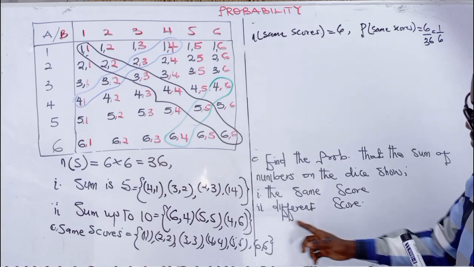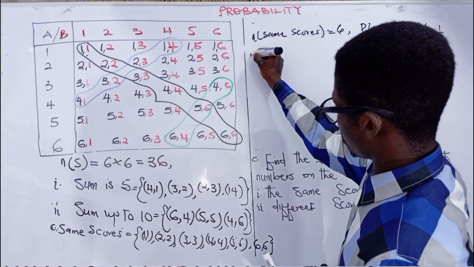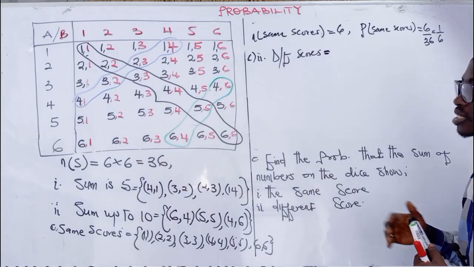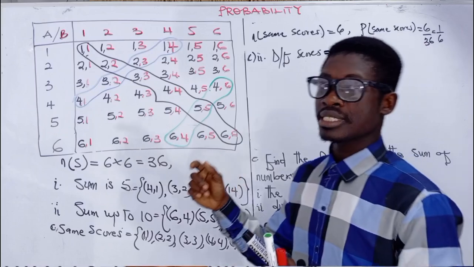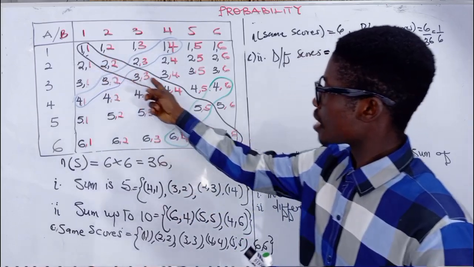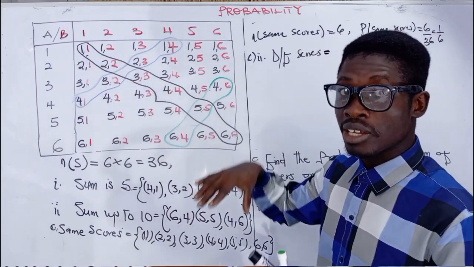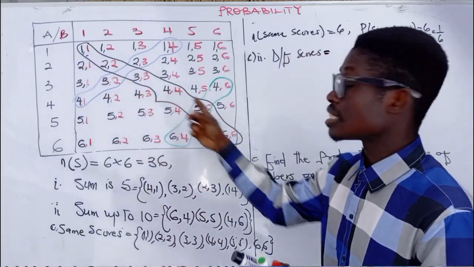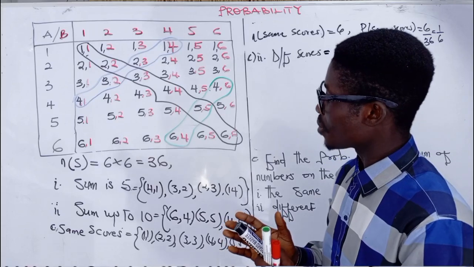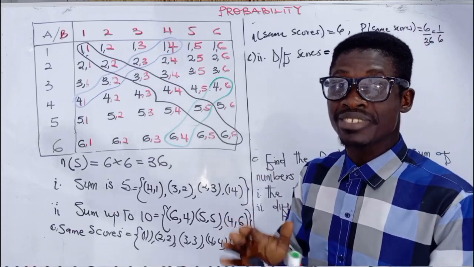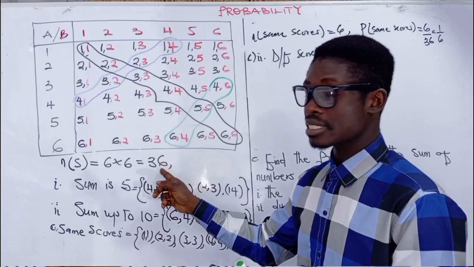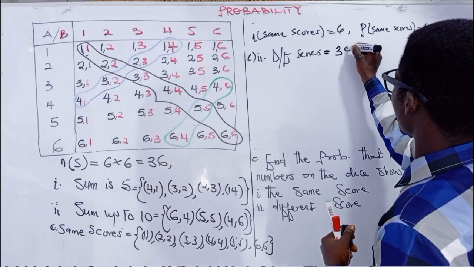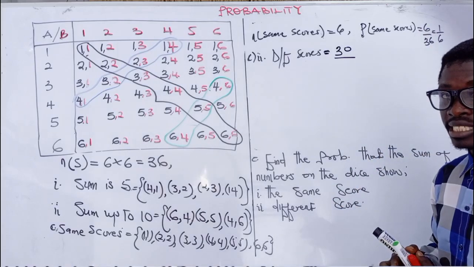Let's look at different scores. So we have to find what? Different scores. With the exception of those pairs of outcomes in this diagonal line, all the pairs of outcomes are of different scores. Now, the pairs of outcomes which show the same score are 6. Therefore, the pairs of outcomes which will show different scores will be what? 36 minus 6, and that is going to give us what? 30. So we have 30 outcomes which show different scores.